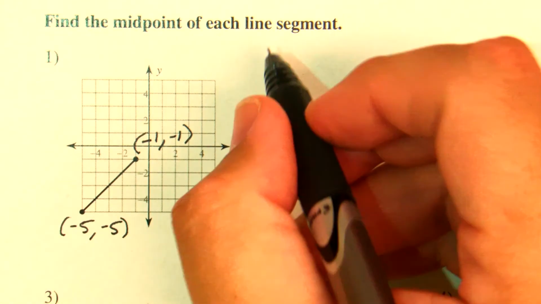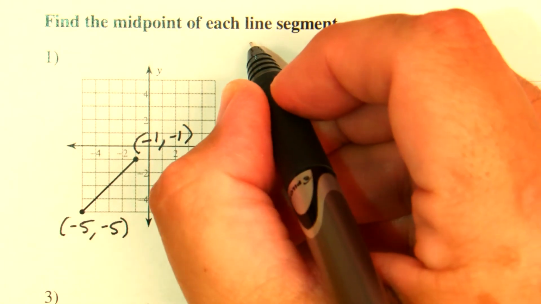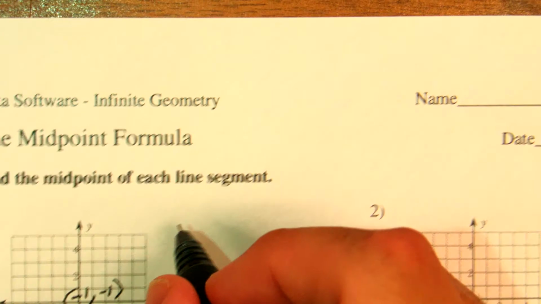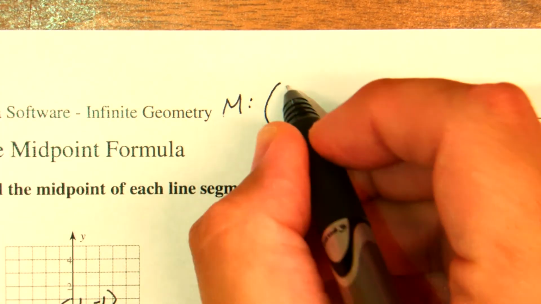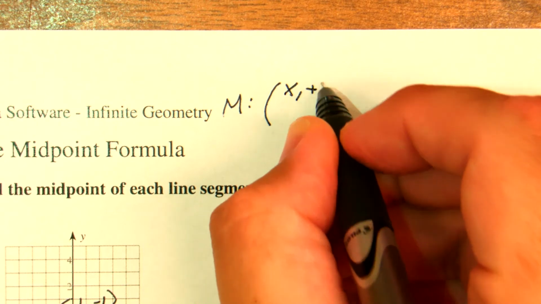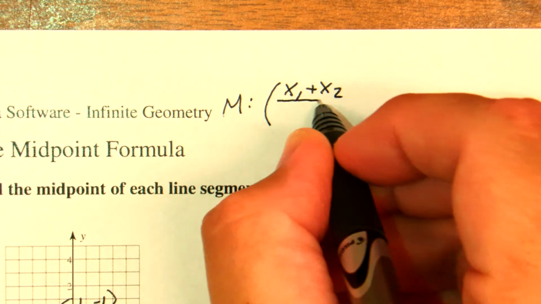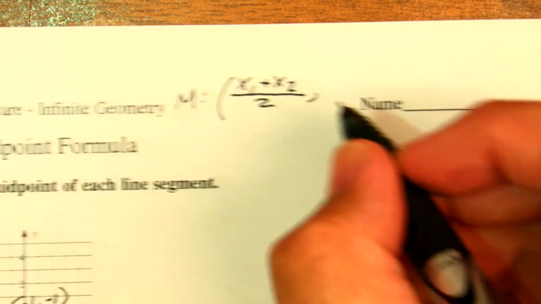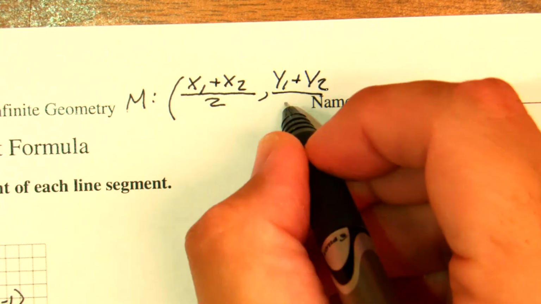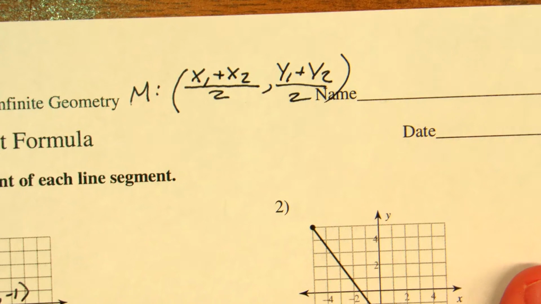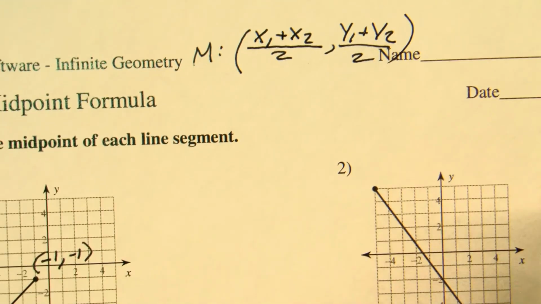Alright. Now, the formula that you should probably write up here so you have it for the midpoint is x1 plus x2 all over 2, y1 plus y2 all over 2. So it's just the average of the x's, the average of the y's.